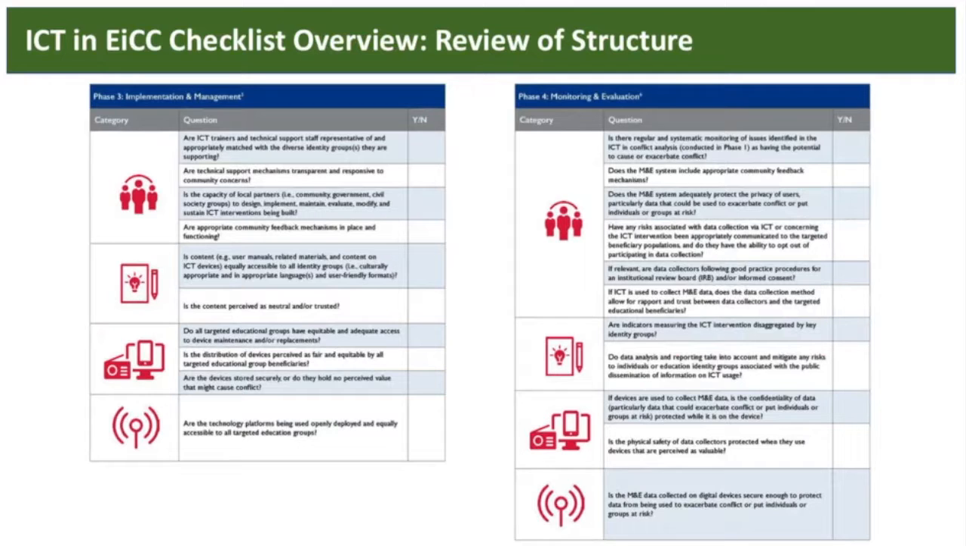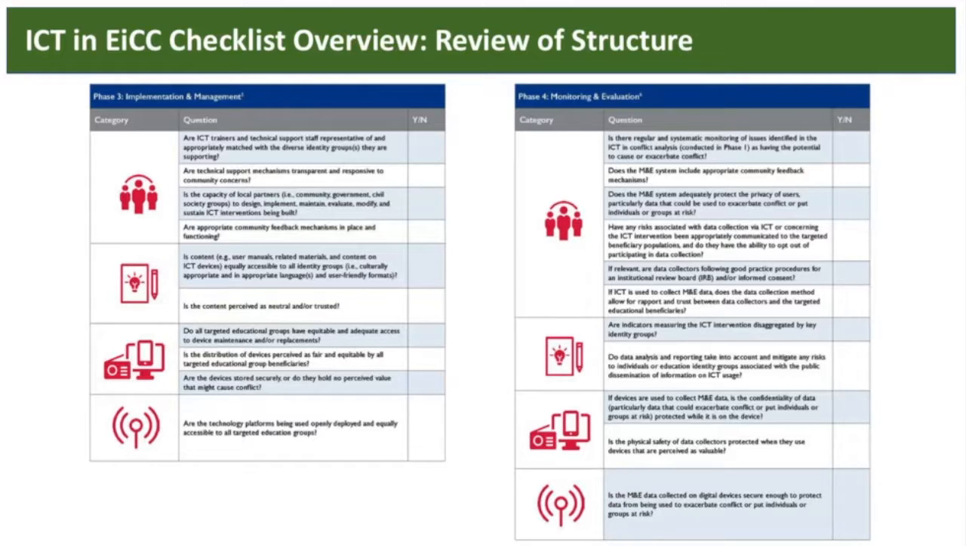And then just below that, is the distribution of devices perceived as fair and equitable by all targeted educational group beneficiaries? So who's using the hardware? Does everyone have equitable access to it? And do they all have access to replacing or to maintenance for it? Who is providing that tech support? Are those individuals part of the same identity groups as the users of those devices? All kinds of detailed questions that we're hoping people are able to flag with a checklist like this.